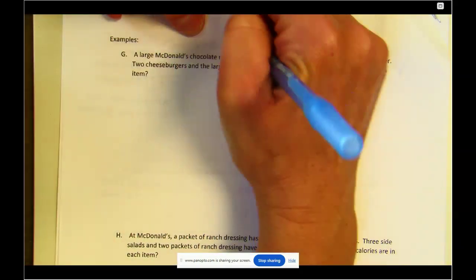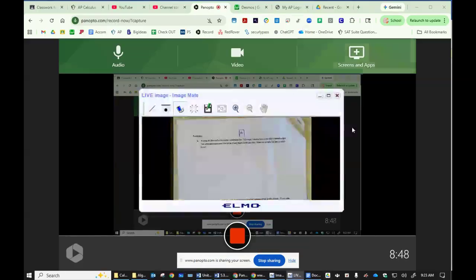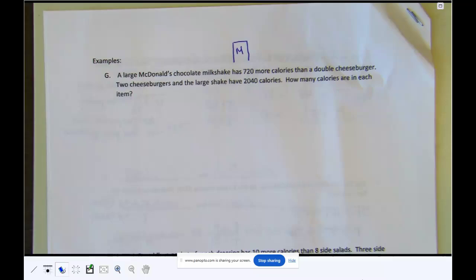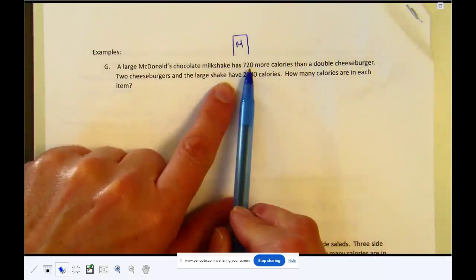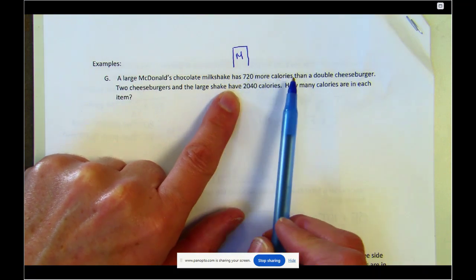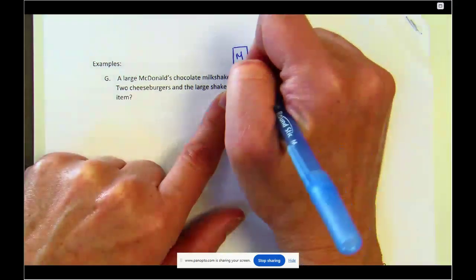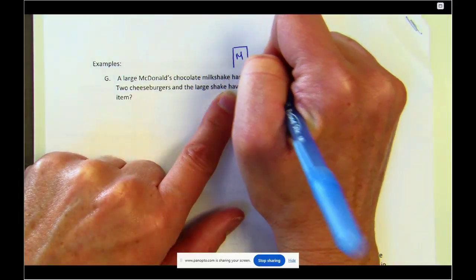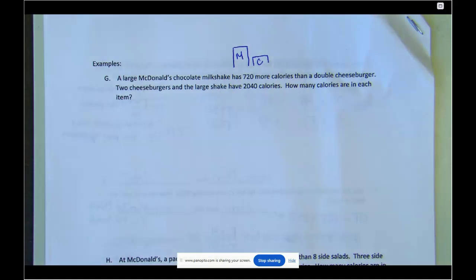So we've got a chocolate milkshake. I'm going to go M for milkshake. My chocolate milkshake has more calories. We don't worry about how many right now. It has more calories than a double cheeseburger. So I'm going to say it has more calories than a cheeseburger. Milkshake, cheeseburger. You guys track with me here?